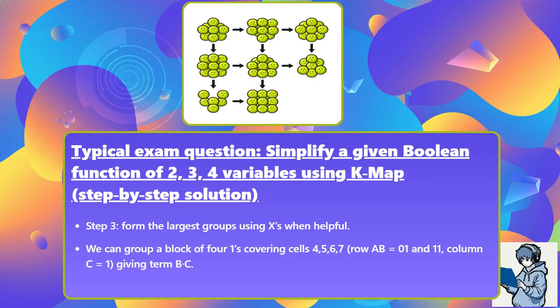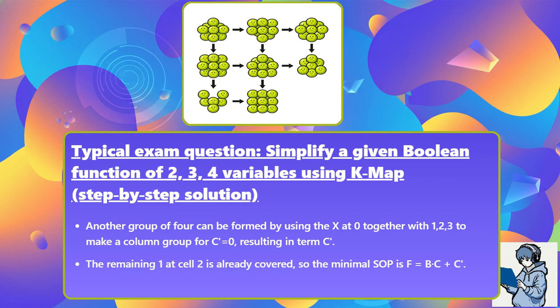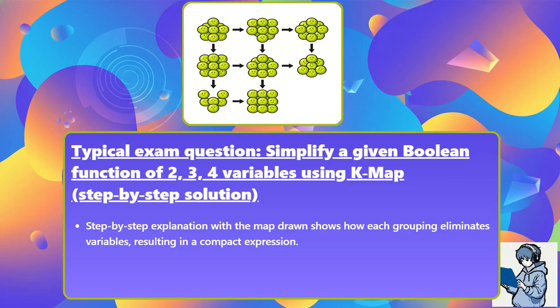We can group a block of 4 ones covering cells 4, 5, 6, 7, rows ab = 10 and 11, giving term a. Another group of 4 can be formed by using the x at 0 together with 1, 2, 3 to make a group for a prime, resulting in term a prime. The remaining one is already covered, so the minimal sum of products is compact. Step-by-step explanation with the map drawn shows how each grouping eliminates variables, resulting in a compact expression.